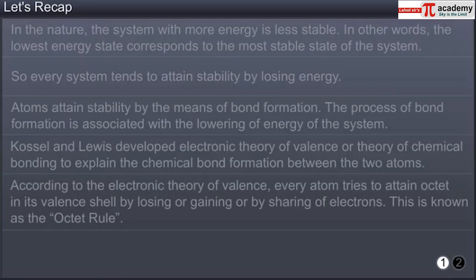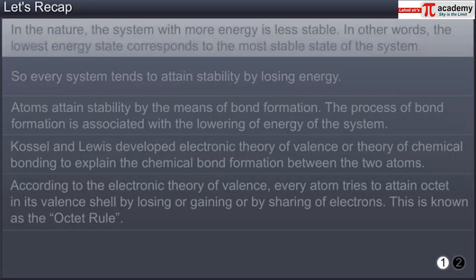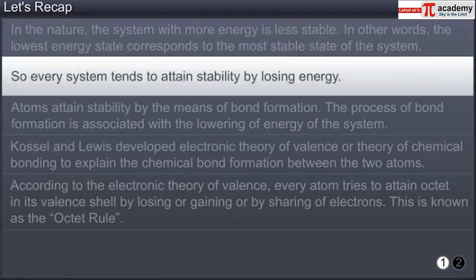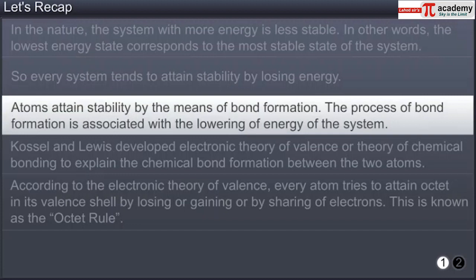In this module, you learned that in nature, the system with more energy is less stable. In other words, the lowest energy state corresponds to the most stable state of the system. So, every system tends to attain stability by losing energy. Atoms attain stability by the means of bond formation. The process of bond formation is associated with the lowering of energy of the system.